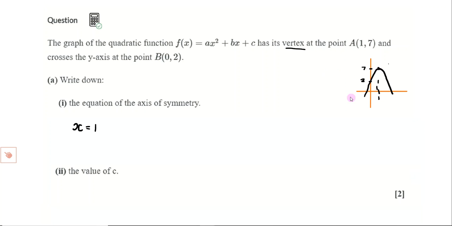So the vertex is at that, so the line of symmetry falls on that line. Okay, so the line is x equals 1. It must be an equation, by the way, to get the marks. So what's the value of c?